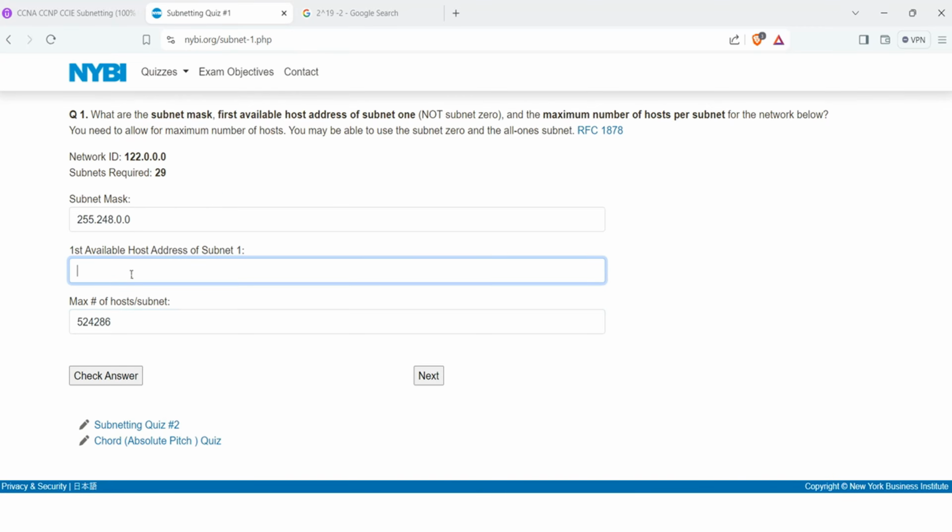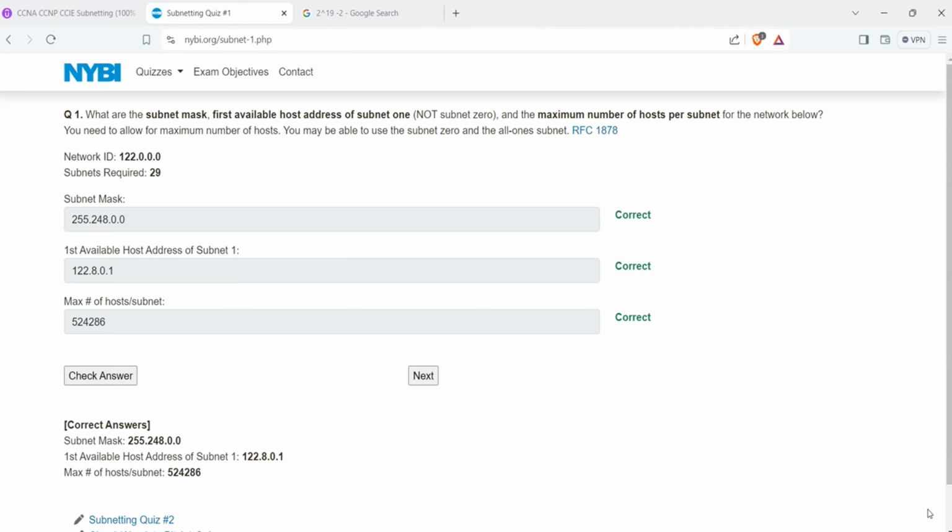Now, what's the value of the last bit that I actually borrowed? Okay, it's an 8. So 0, 8, 16. So it's between 8 and 16. So 122.8.0.1. That's the first host. And let's check the answer. And there we go. See, this subnetting is a little bit different than the previous one.